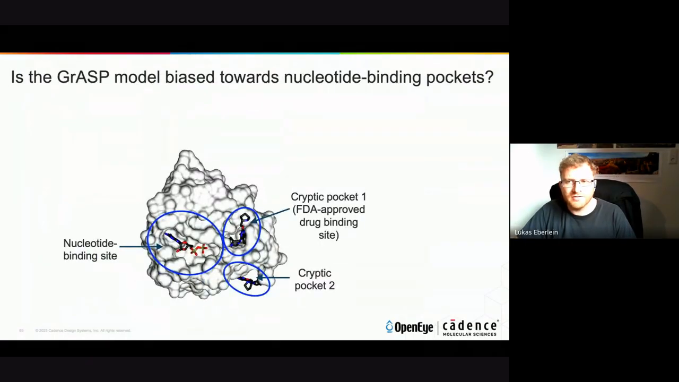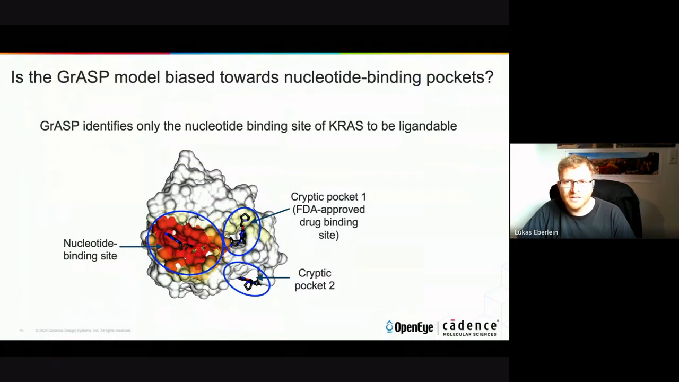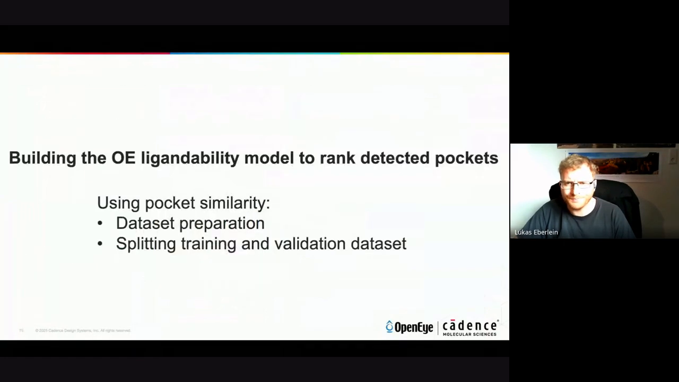We think a good example is our favorite KRAS system. If we apply the GRASP model to the system to see which of the three pockets that we know about is the most ligandable, it will clearly recognize the GDP binding site as the most ligandable. But it will ignore the switch 2 pocket, which is clearly an FDA-approved drug binding site, as well as the switch 1-2 pocket. And this is an issue if you want to use a model like this for prospective work. How do you actually identify binding sites that are not nucleotide binding sites?